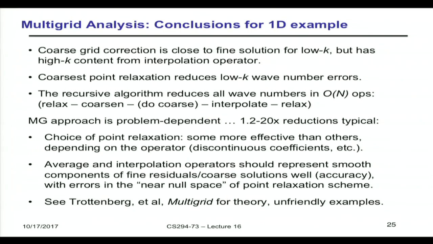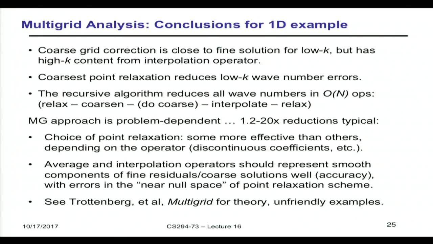So just to kind of go through the whole thing. A coarse grid correction is good for its low frequency or its low wave number component, but it has a lot of high wave number component from the interpolation operator. We know that the coarsest point relaxation scheme does a really good job at things that look to it like high frequency, which is why we can use point Jacobi there and get away with that. That recursive algorithm only takes order n operations, where n is your number of degrees of freedom. In 1D it's n, or in 3D it would be n cubed. Doesn't matter, it's all in the same order.